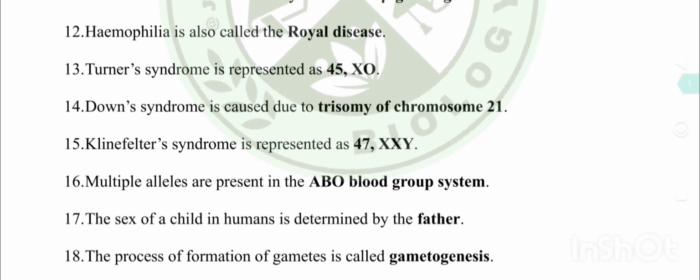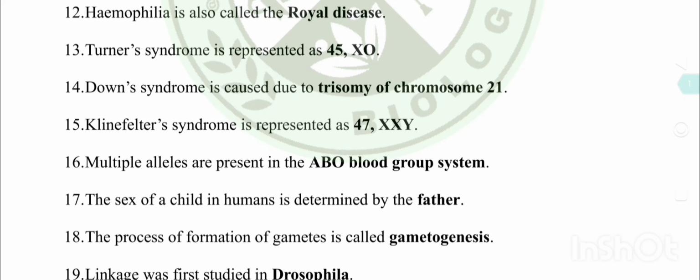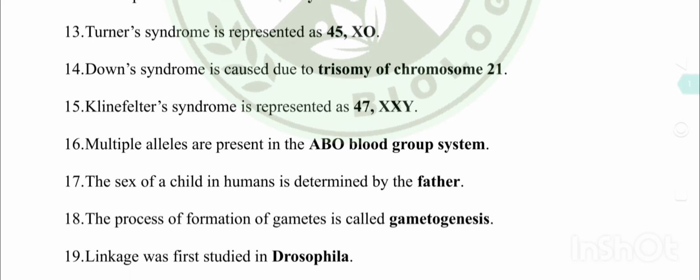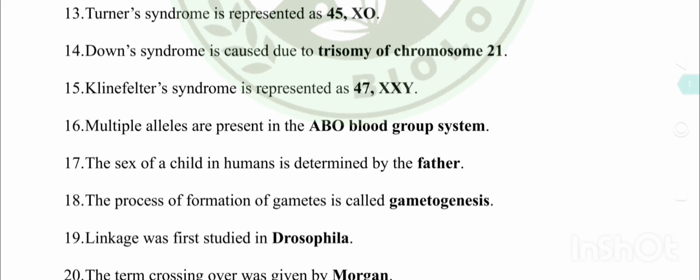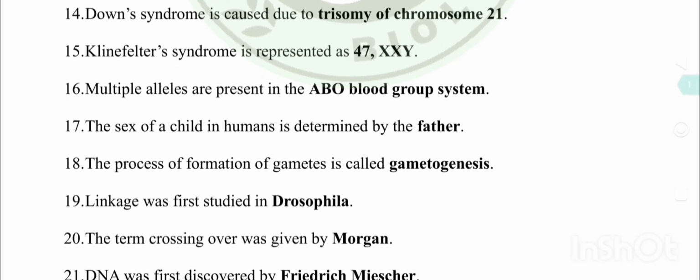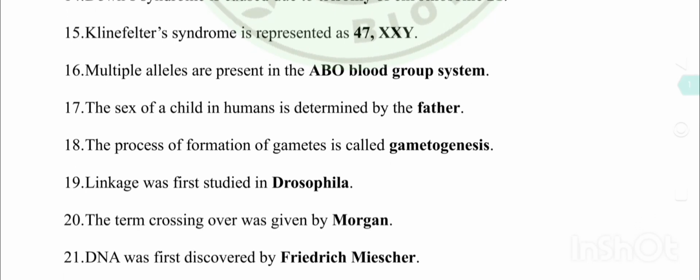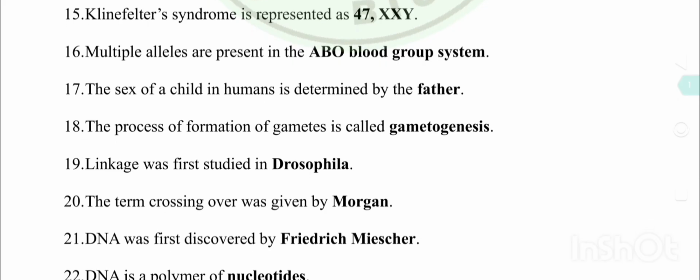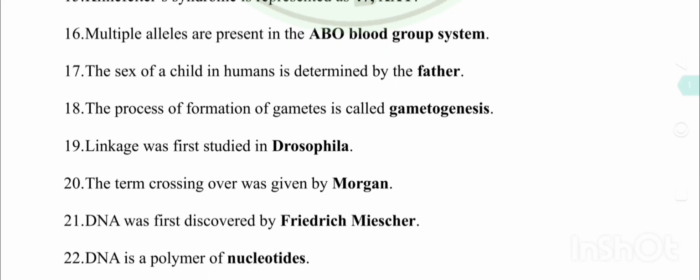14. Down syndrome is caused due to trisomy of chromosome 21. 15. Klinefelter syndrome is represented as 47XXY. 16. Multiple alleles are present in the AB blood group system. 17. The sex of a child in humans is determined by the father.